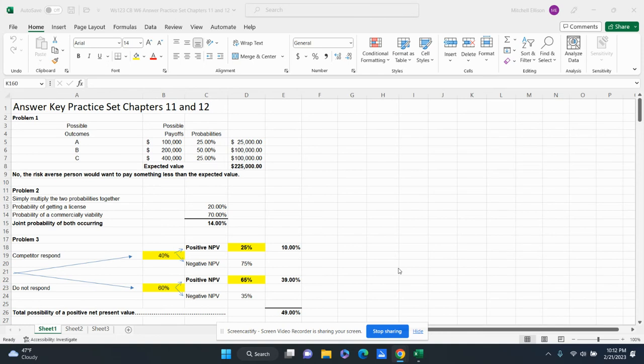Okay, welcome back. This is the answer key for the chapter 11, 12 practice set, which would be week 6. I don't have the problems in front of me, so I'm going to wing it.